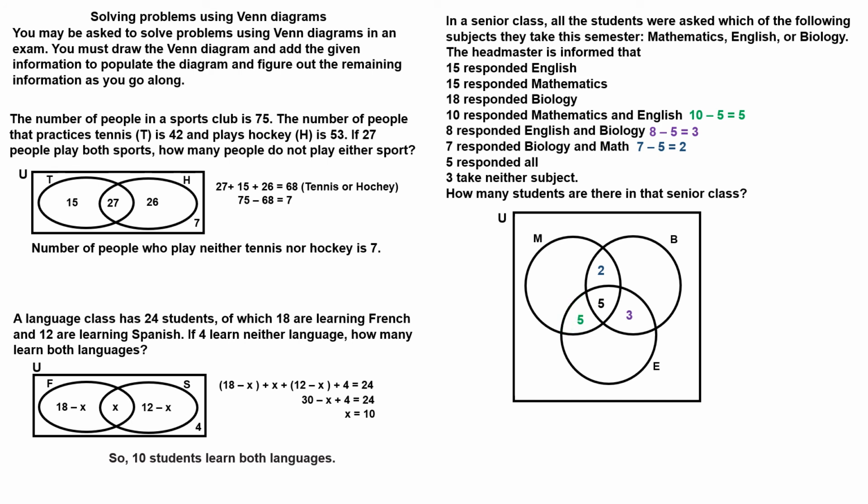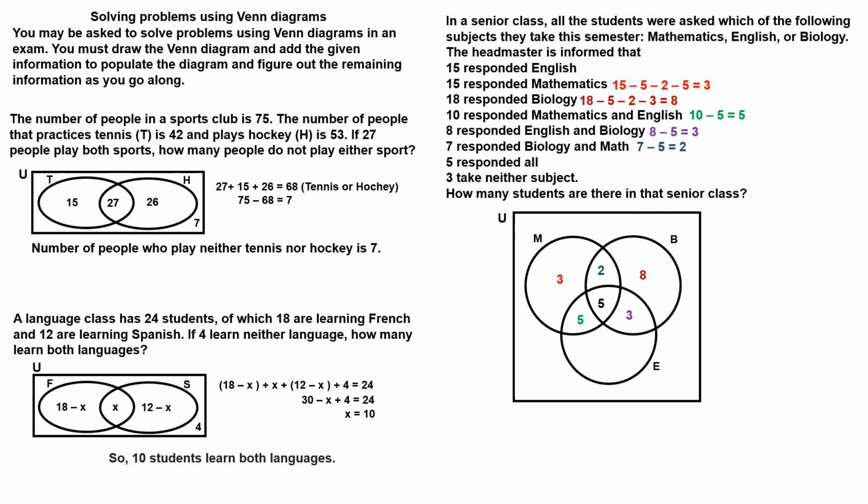18 students responded biology, but notice that 5, 2, and 3 are already in the biology circle. So we subtract those students from 18. So there are 8 students who take only biology. There are 15 students who are taking math, but notice that 5, 2, and 5 are already in the math circle. So we subtract those students from 15. There are 3 students who take only math.